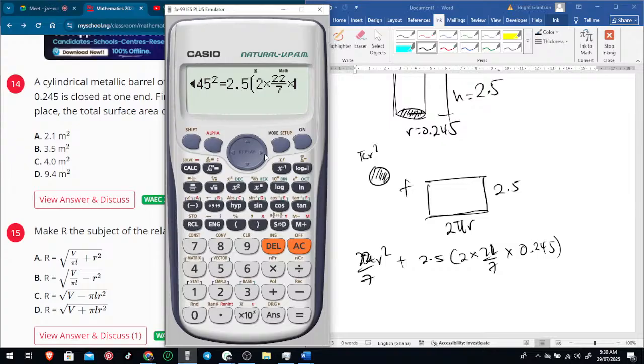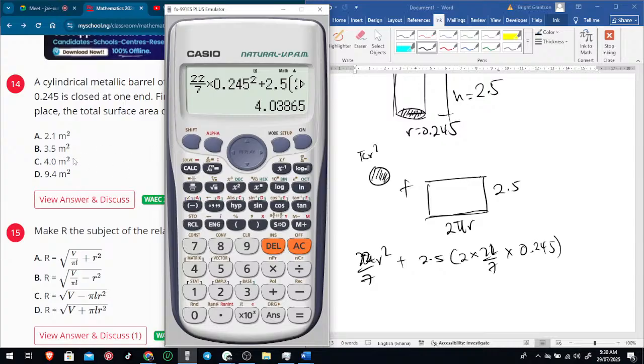times 0. Oh, it's addition rather. 0.245. It's addition. Okay, go and change it. Go and change the equal to addition. Then punch equal to. I got 4.038, which is approximately equal to option C.